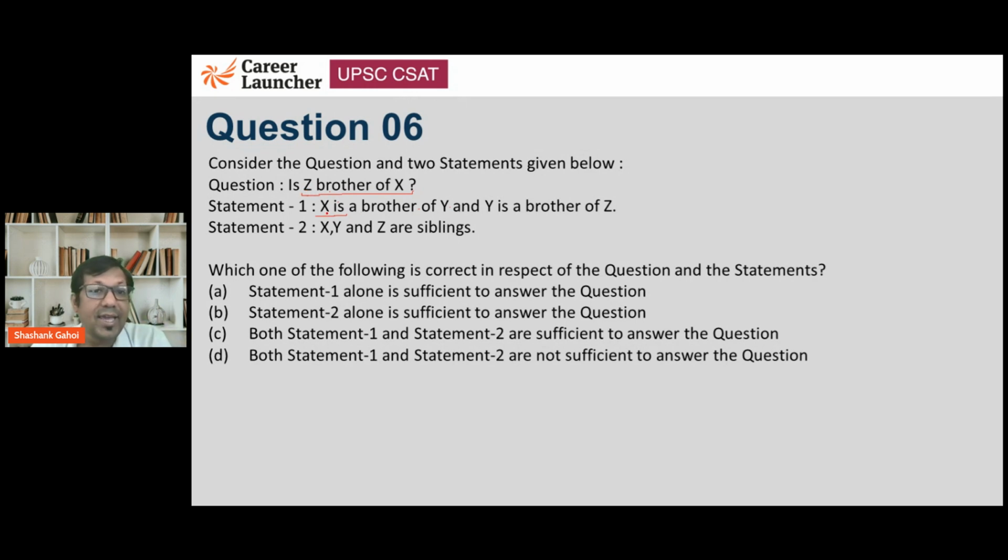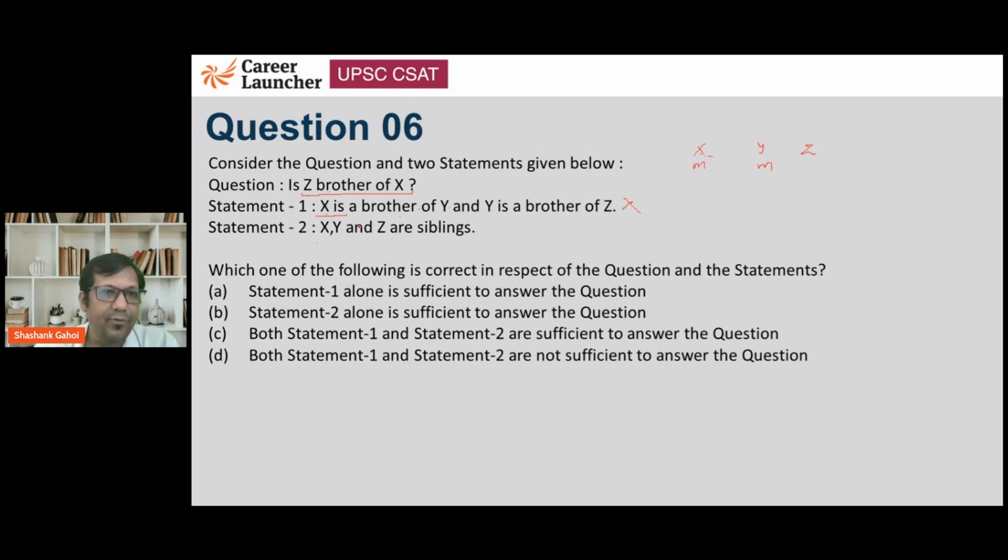Now it says X is a brother. So X is male. X is a brother of Y. Now, Y is also a brother of Z, so I can say X should be brother of Z because X is brother of Y, Y is brother of Z. It means X should be brother of Z. But do we know the gender of Z? We don't. Z can be either brother of X or sister of X. So with the help of the first statement, we cannot determine the gender of Z. So first statement alone is not sufficient.